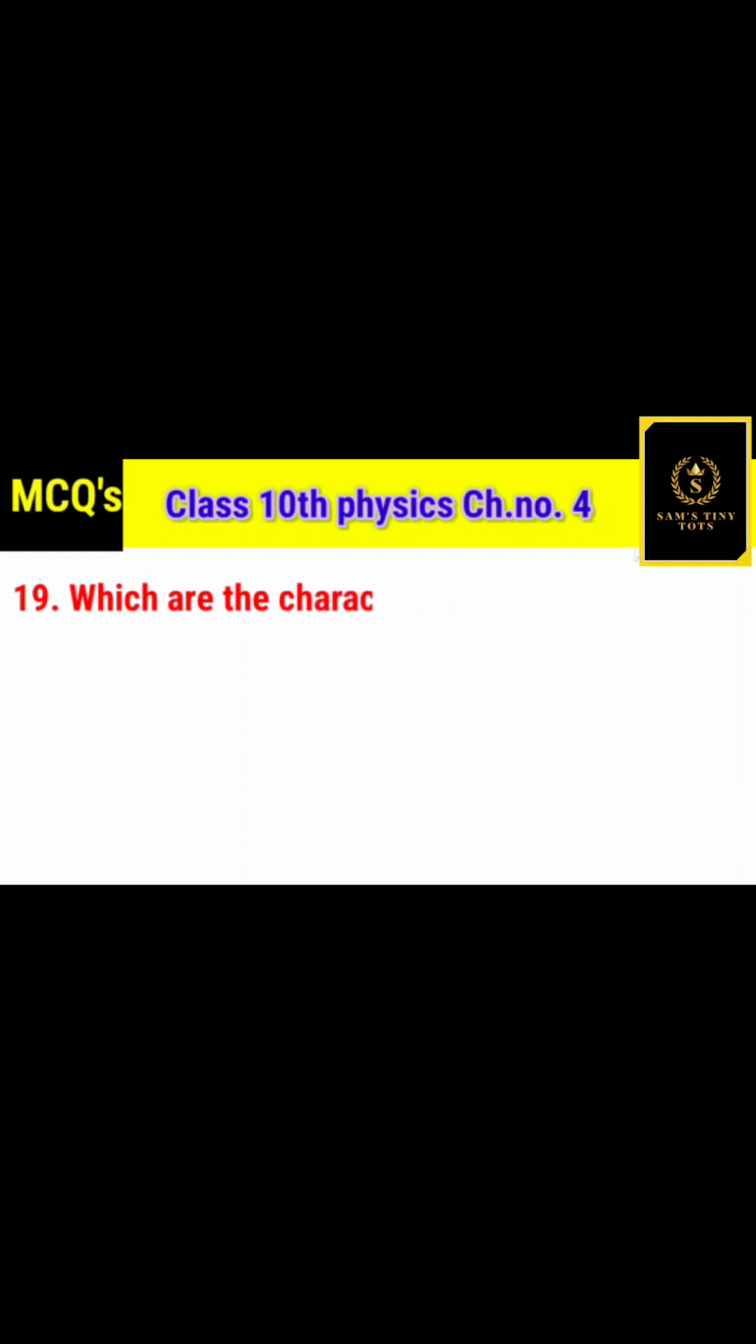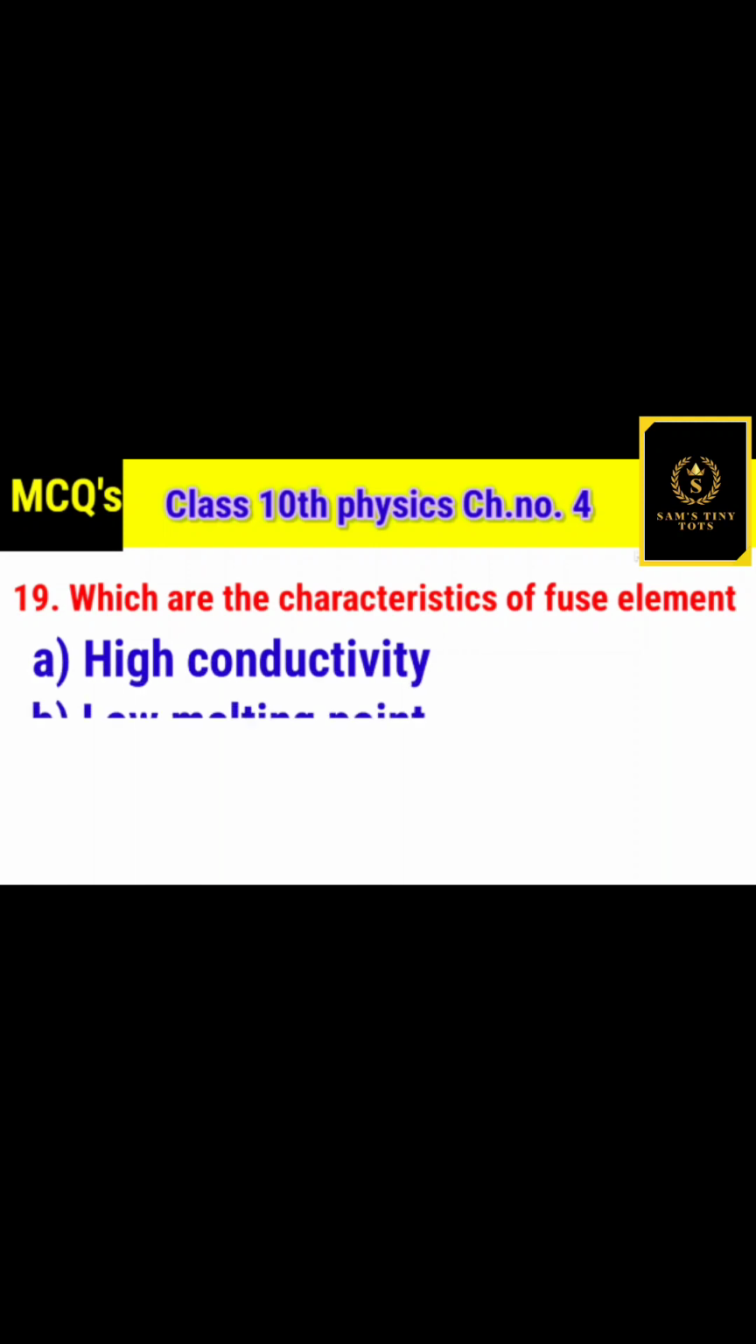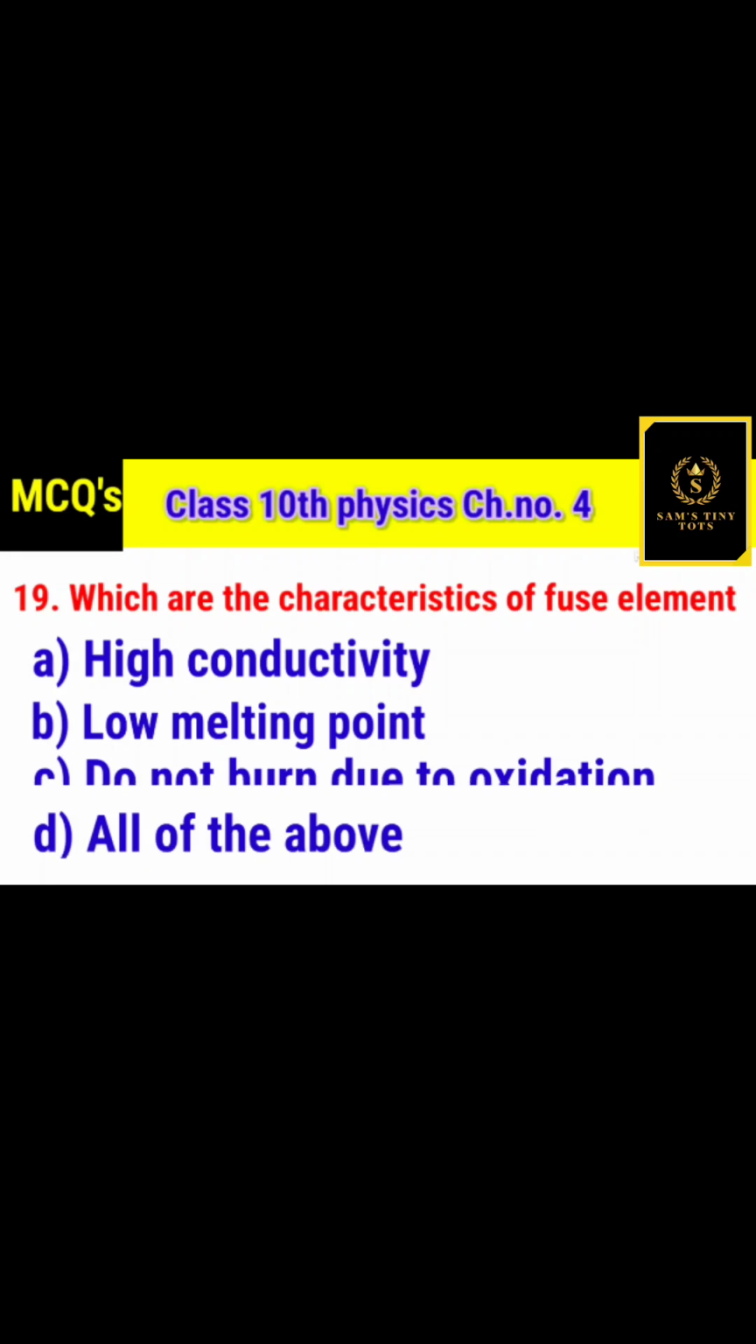19. Which are the characteristics of fuse element? Option A, high conductivity. Option B, low melting point. Option C, do not burn due to oxidation. And option D, all of the above. The correct option is option D, all of the above.